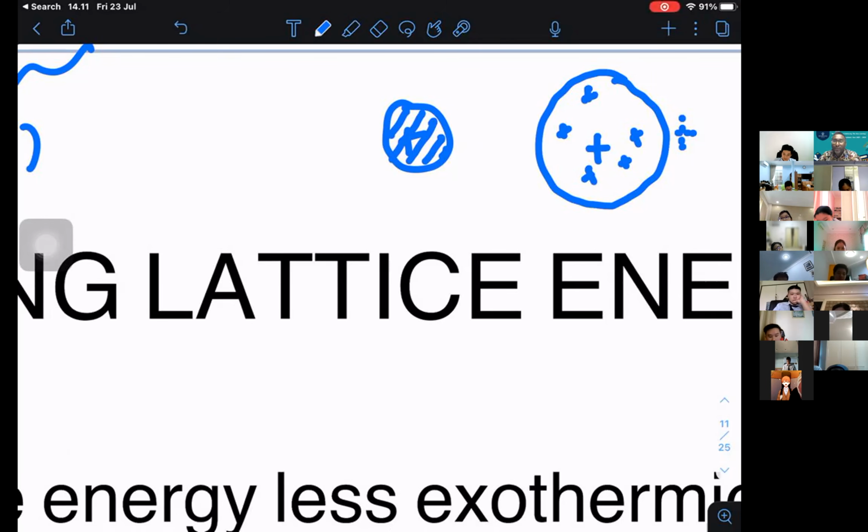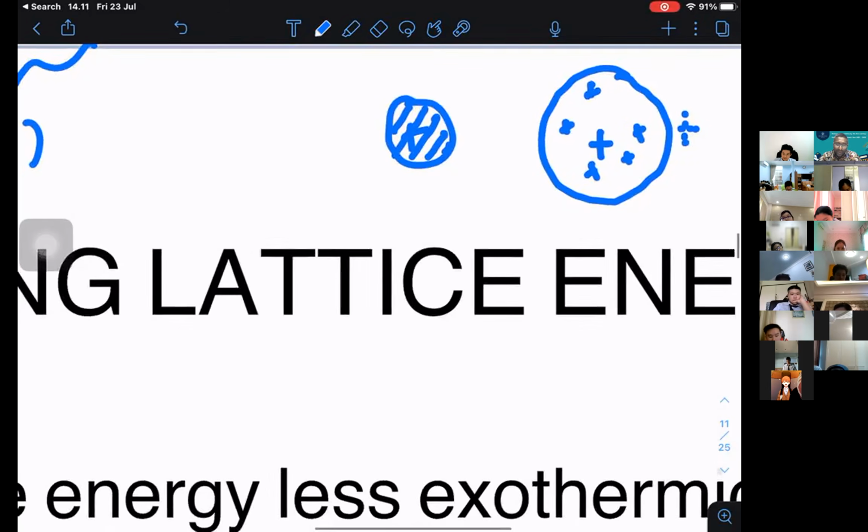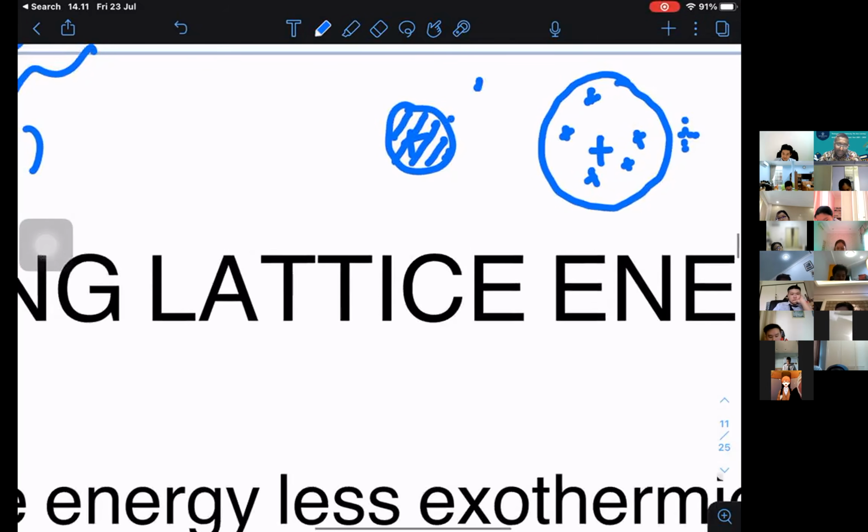The same applies over here. The positive charge will be more concentrated. So if any kind of negative ion comes in, the bond will be greater, compared to the larger ion over here, where it's not going to be that great.